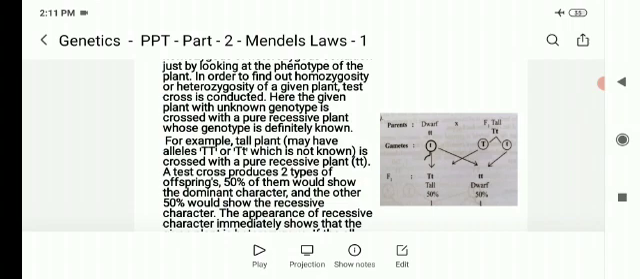For example, a tall plant which may have alleles capital T capital T or capital T small t, which is not known, is crossed with a pure recessive plant with a genotype of small t small t.